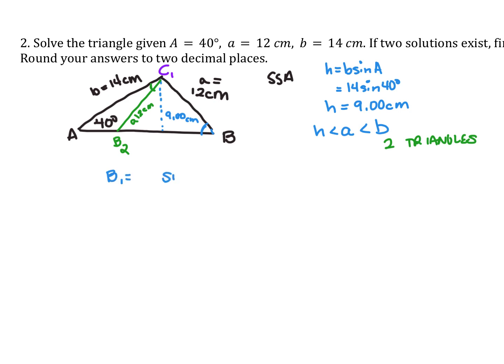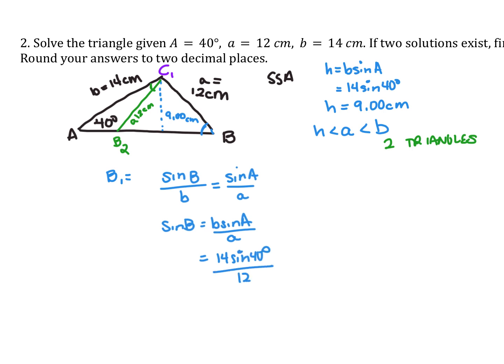And so we're going to use sine of B over B equals sine of A over A. So sine of B equals B sine of A over A. That's 14 sine of 40 degrees divided by 12 centimeters. Then when you solve for angle B, so this is B sub 1, B sub 1 is approximately 48.58 degrees.